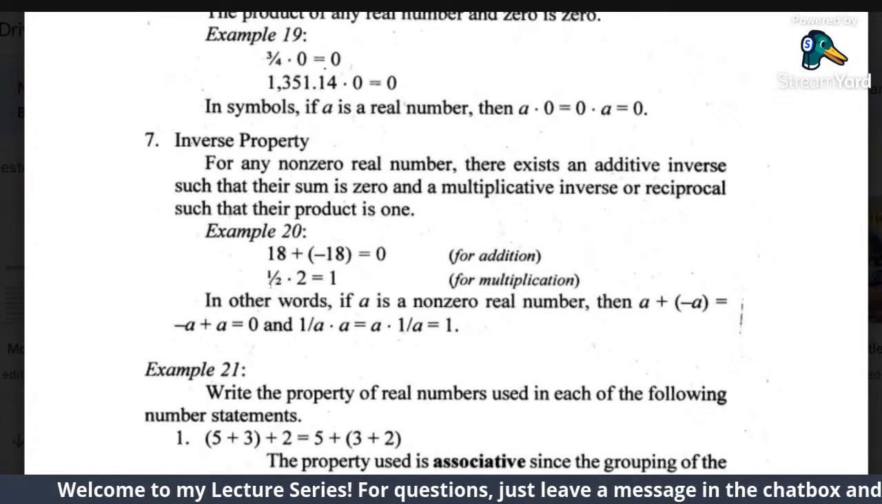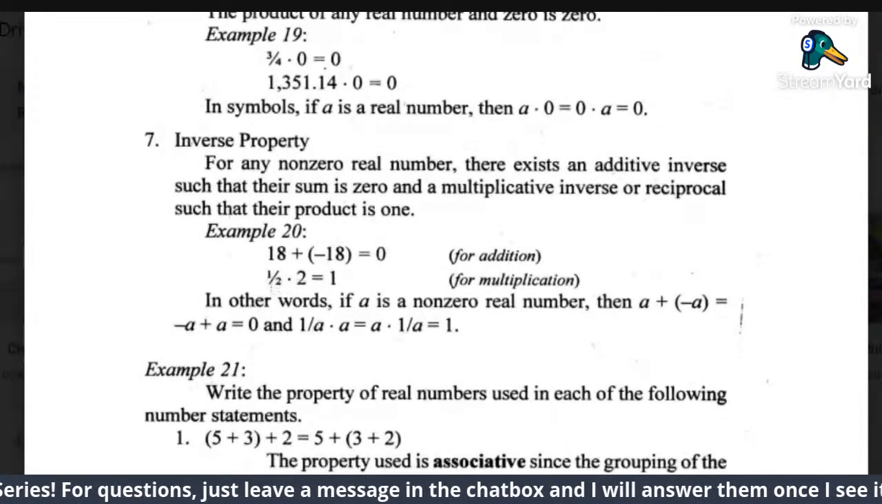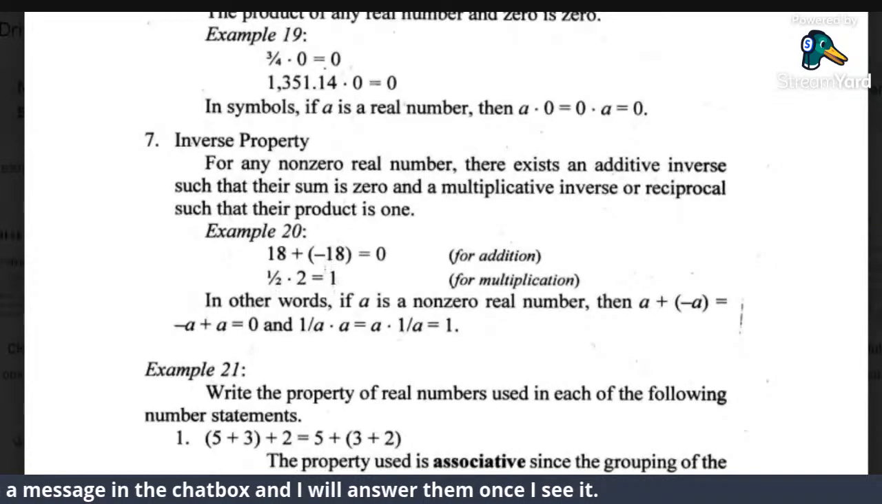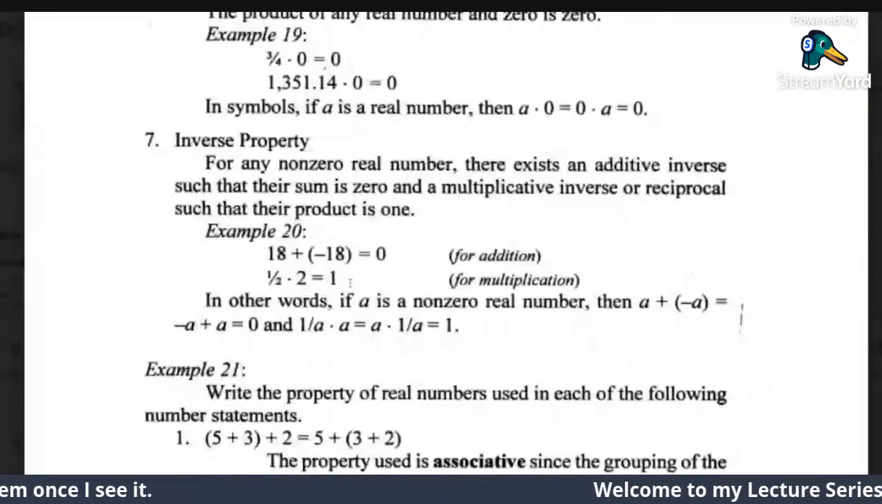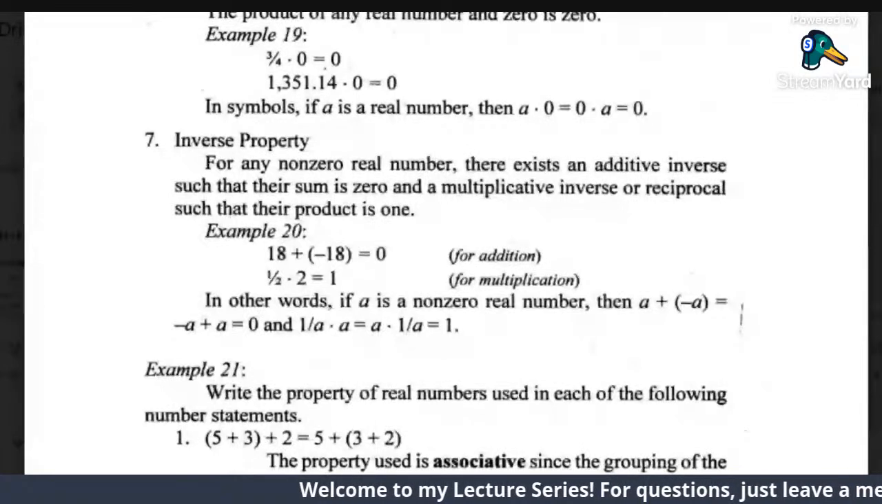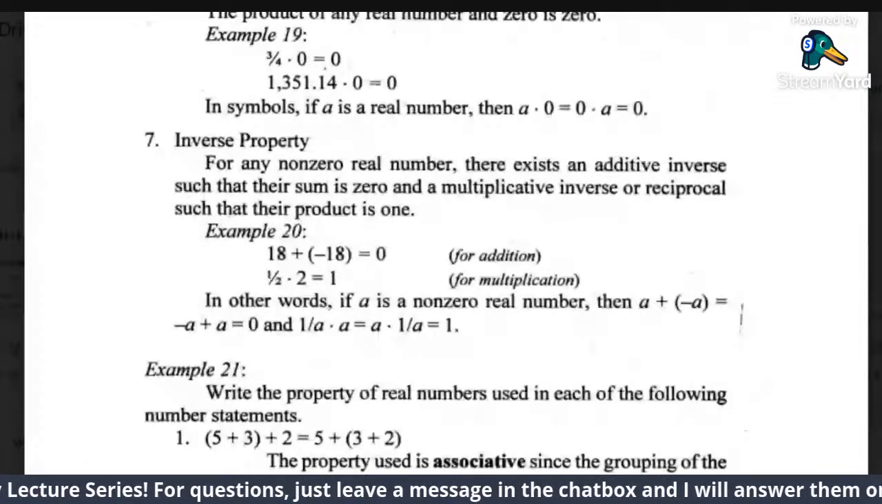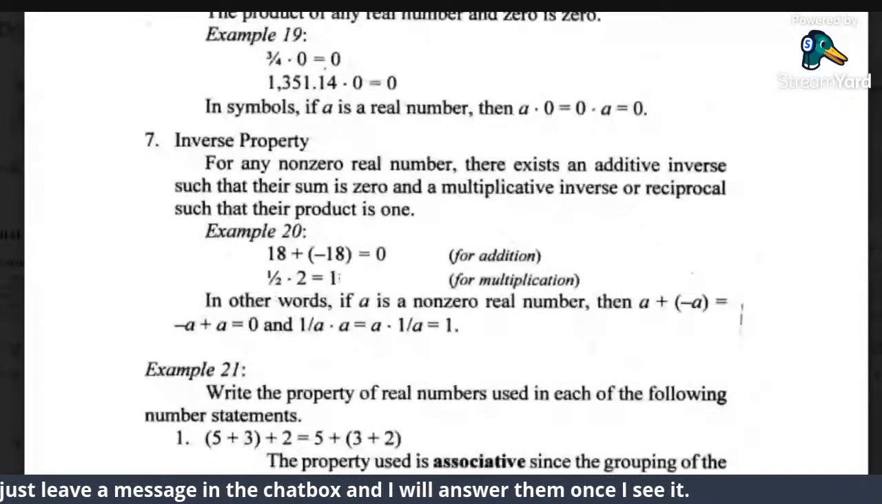Same is true with multiplication. Let's say, what should be multiplied to 1/2 to yield the identity element for multiplication, which is 1? So we are going to multiply by the multiplicative inverse of the real number. The given number here is 1/2, and the multiplicative inverse or the reciprocal of 1/2 is 2. So 1/2 times 2 will give you the identity element for multiplication, which is 1.